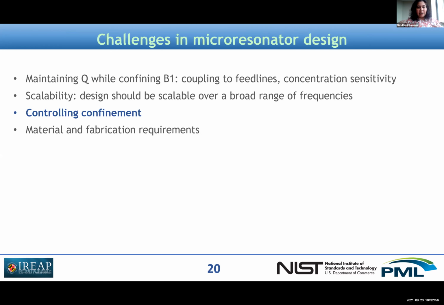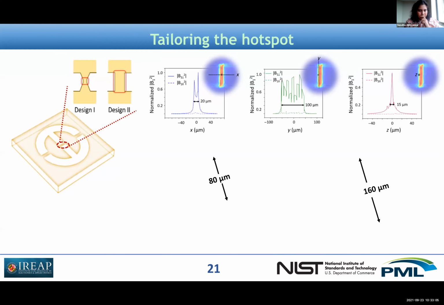The third challenge is, how do we control confinement? And here again, because we have decoupled the active volume from the resonant frequency. Okay, I'm going to start with the first two hotspot designs that were reported in the paper in 2020. So there are two different designs. They give a very high B1 at the center of the resonator.